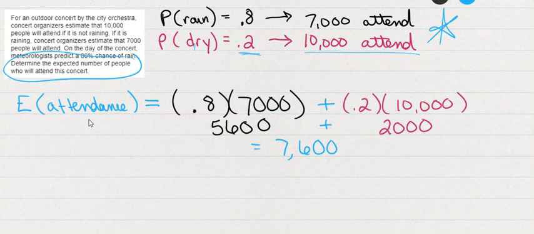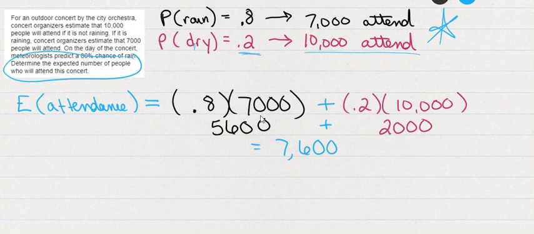The expectation for attendance is going to equal the probability of rain times how many people we could expect to attend if it rains, or in other words, the probability of the first event happening times the outcome of that first event. If we translated this over to a lottery game, it would be the chance of winning times how much you win. But in this case, it's the chance of rain and then what attendance we expect.